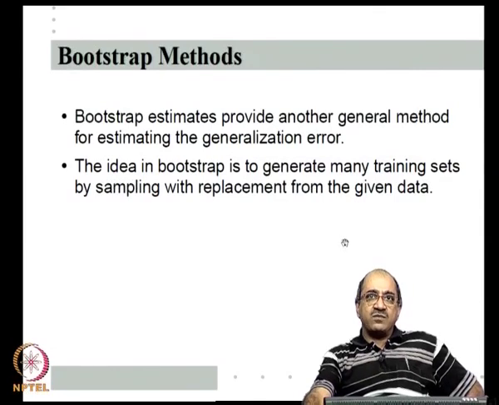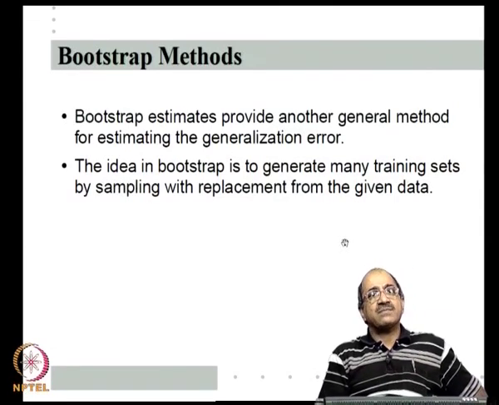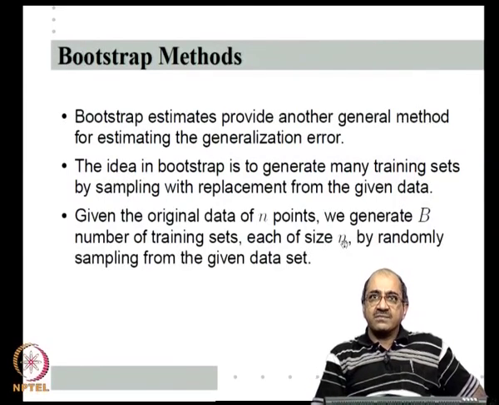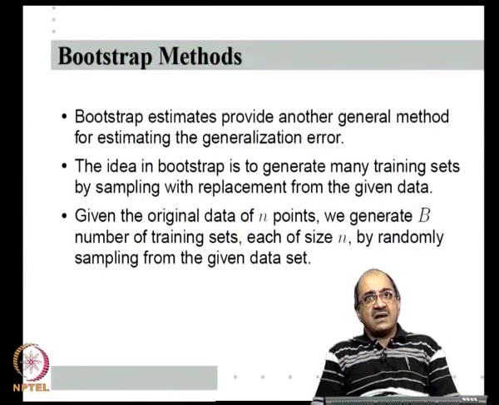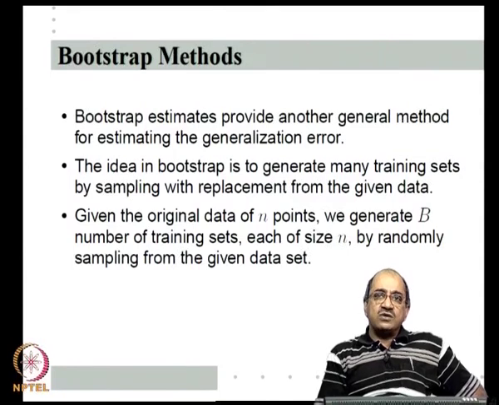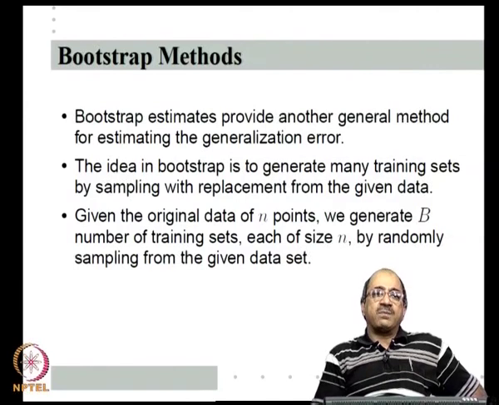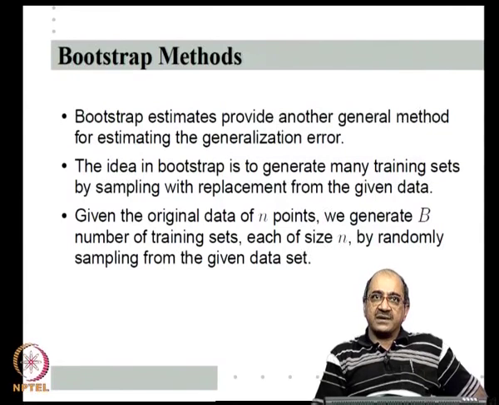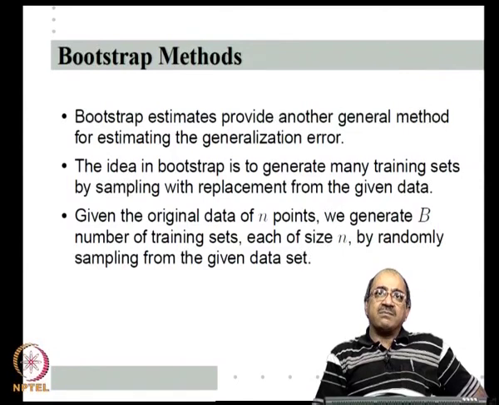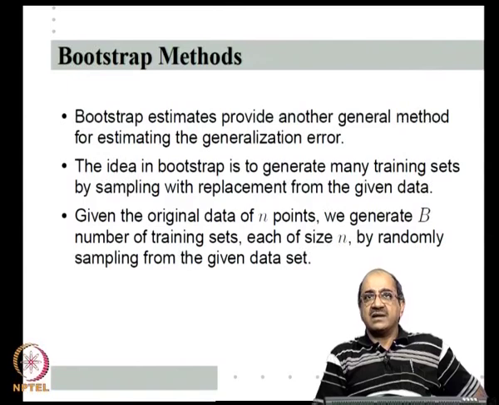But here in Bootstrap, we generate many training sets by simply random sampling with replacement from the given data. We have got data points 1 to n. So, every time we want a new training data set, we keep generating random numbers between 1 and n, and whichever number comes up, we pick up that particular point. Of course, some points may be picked up twice, some points may not be picked up at all. So, essentially we generate many training data sets by sampling with replacement from our one given training data set.